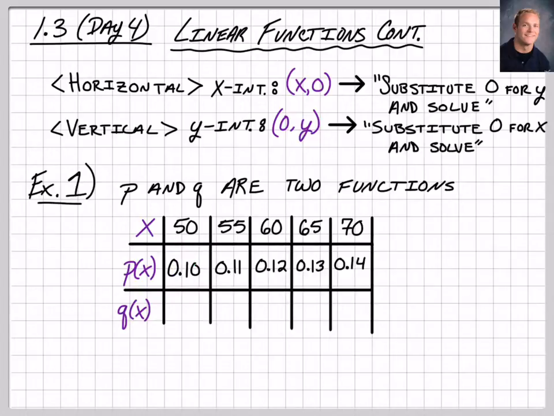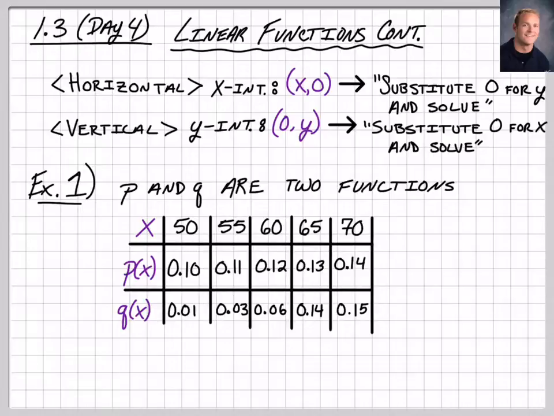Okay, and let's go ahead and get the values for the q of x. So we know the inputs for x. What would the outputs be for this q of x? I'll go ahead and give those to you. 0.01, 0.03, 0.06, 0.14, and 0.15.